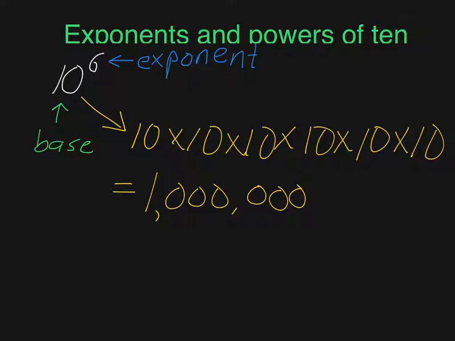There's actually not so much a trick, but only when our base is a 10, the exponent will tell us how many zeros. If you notice, our exponent is 6, and we have 1, 2, 3, 4, 5, 6 zeros. So again, one last time, just to remind you, the exponent tells us how many tens will be multiplied together in that number sentence. In this case, 10 to the 6th power is 6 tens multiplied together, which gives us a 1 with 6 zeros.